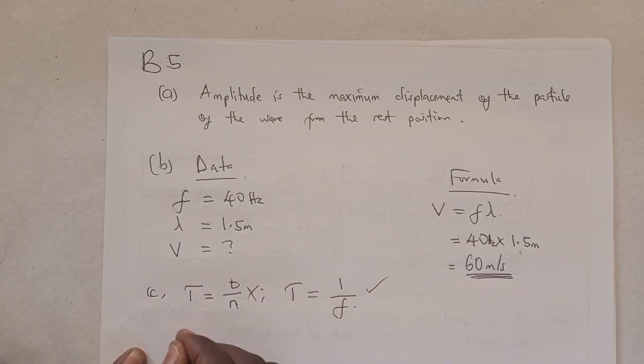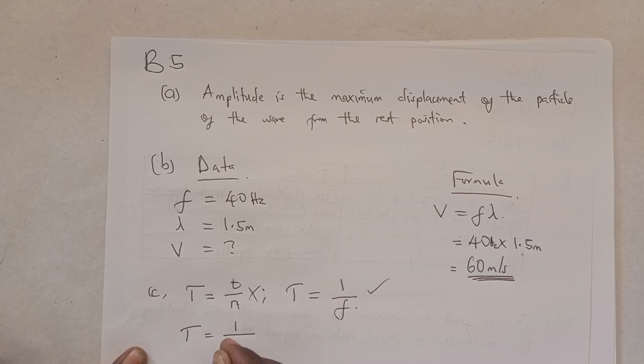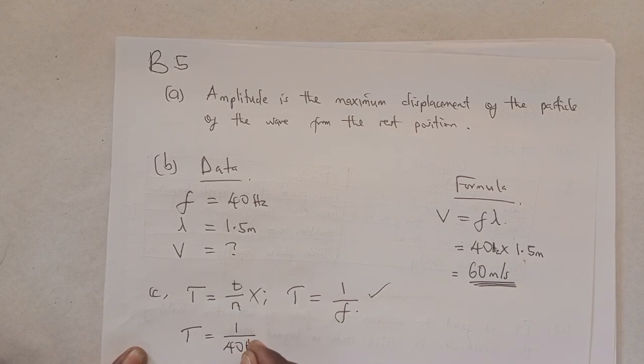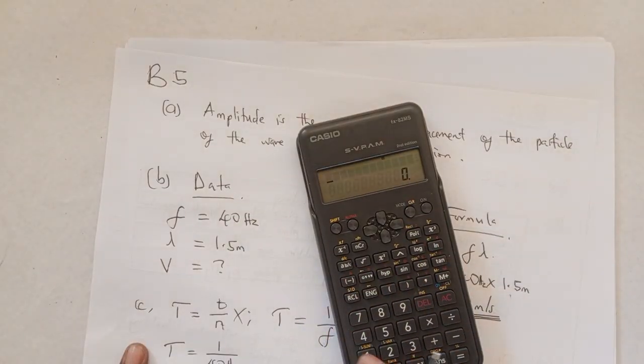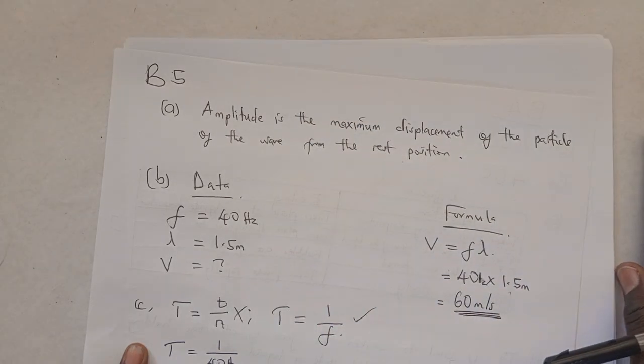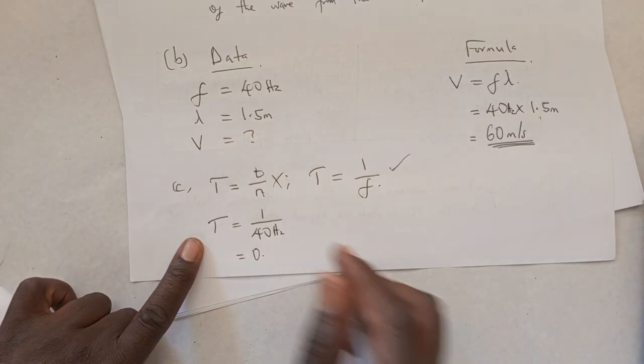So we use this formula, period is equal to 1 over frequency. The frequency is 40 Hz. And then what is the final answer? We're going to say 1 divided by 40, and then the answer is 0.025 seconds.